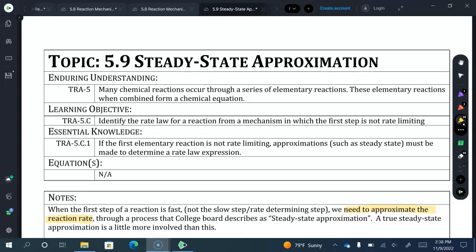Hello everyone, welcome to topic 5.9, Steady-State Approximation. By the end, you should be able to identify the rate law for a reaction from a mechanism in which the first step is not rate limiting.